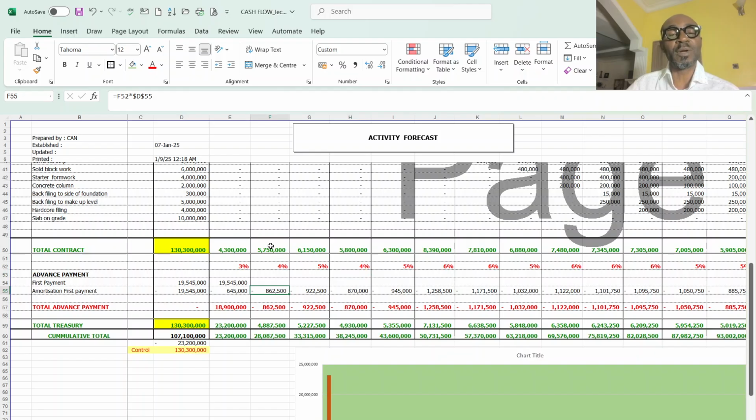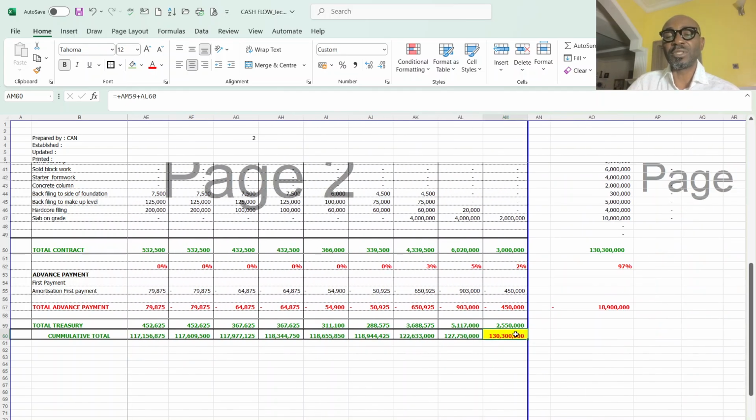Then deduct it from 5.75, I have 4.88. Add that 4.88 to 23,220,000 will give me 28 million. So what I did with the last cumulative row is to add the preceding month or day value to the next day value, so that at the end I should be able to have my 130 million, which is this figure.